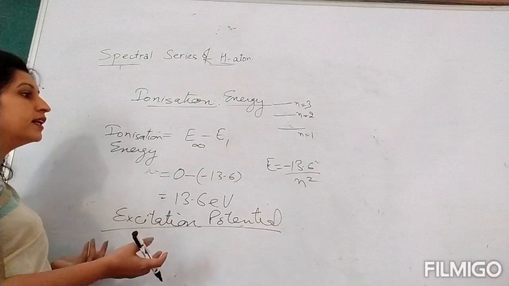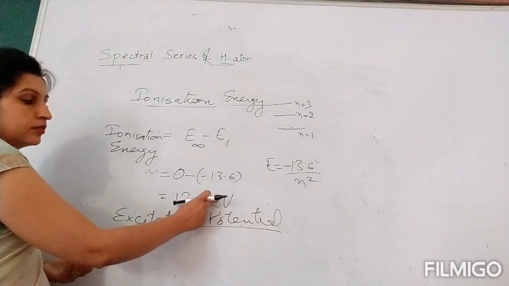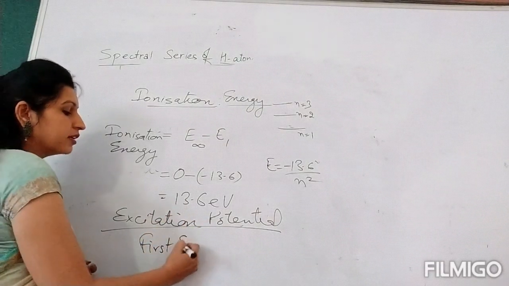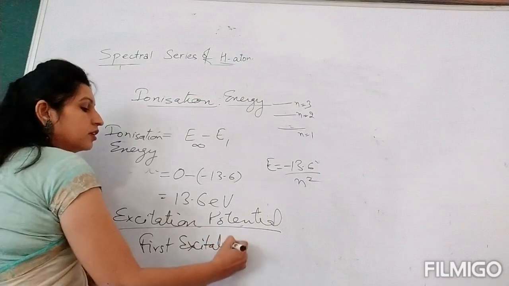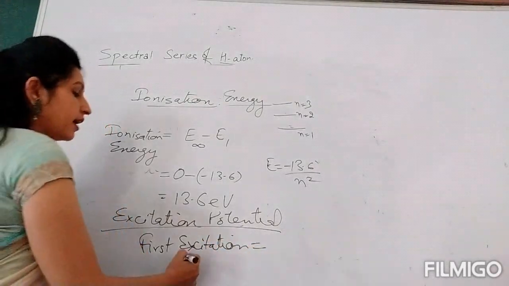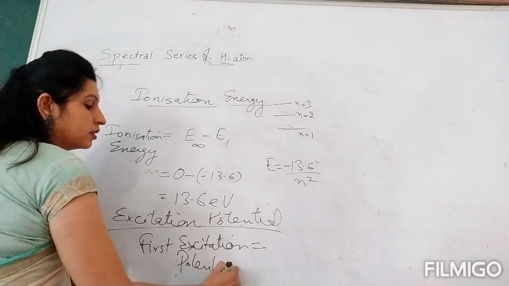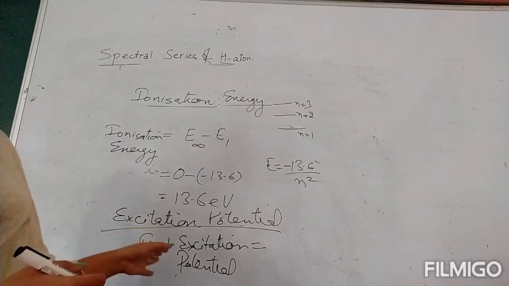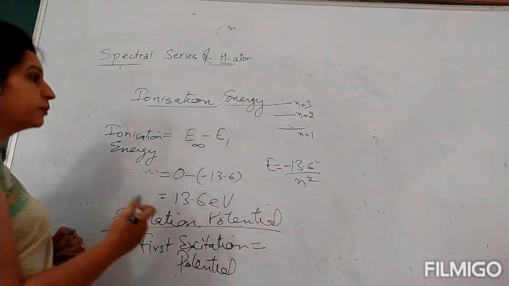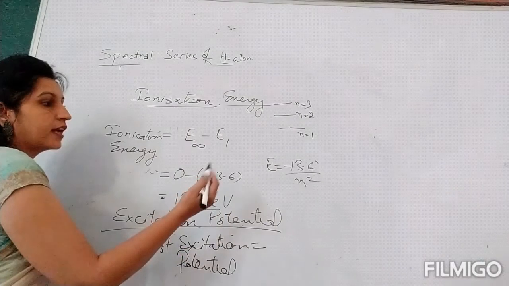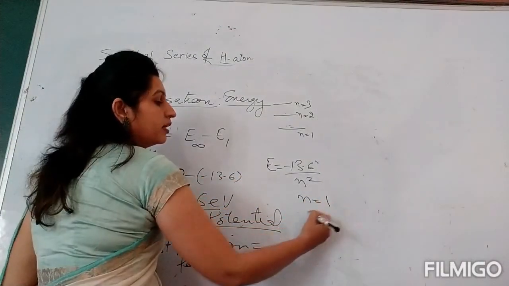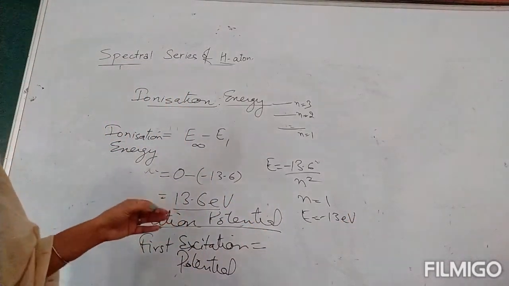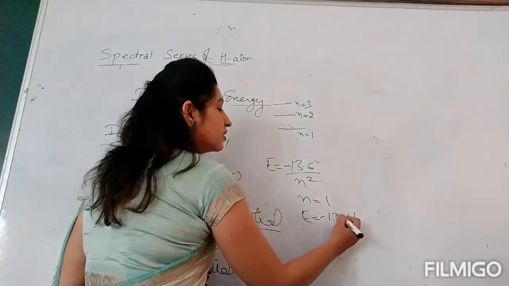And how will you calculate it? Just you have to remove this E. So you will simply write, if you want to write the first excitation potential, it will be the potential associated with the first excited state minus the potential associated with the ground state. So how will you calculate potential? If the energy associated with n equals 1 is minus 13.6 electron volt, the potential is just minus 13.6 volt.